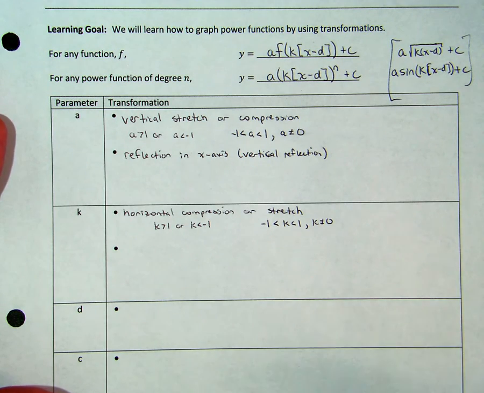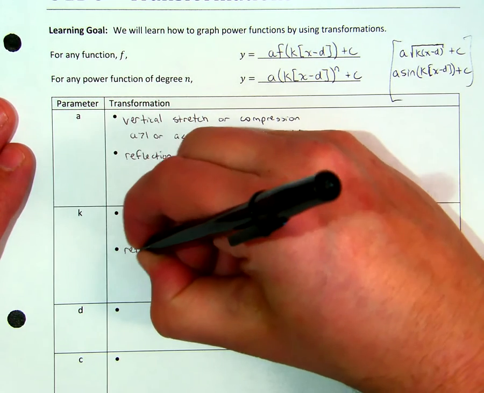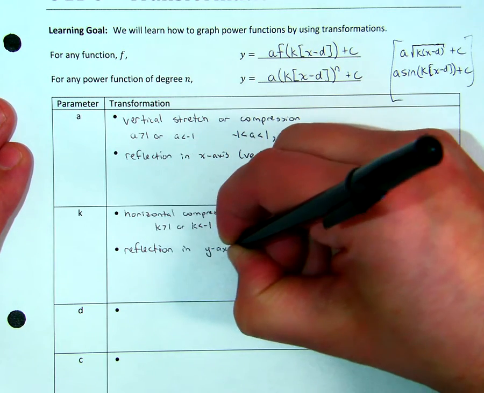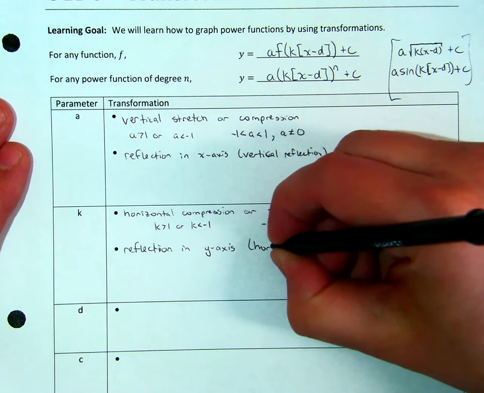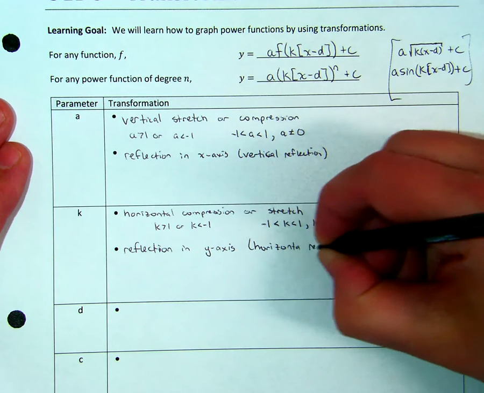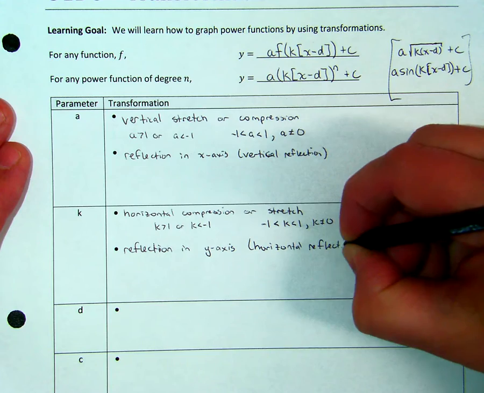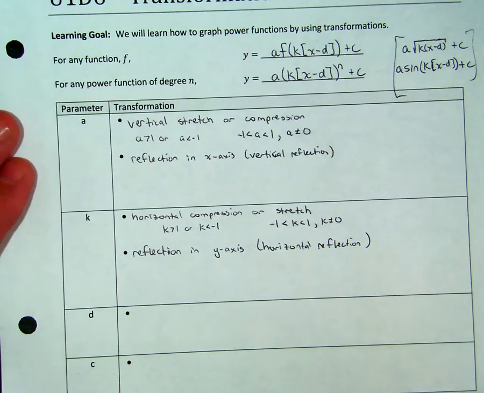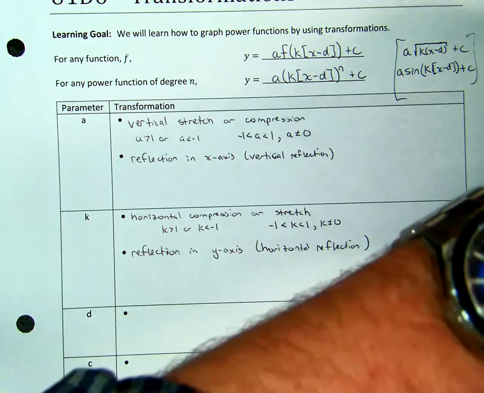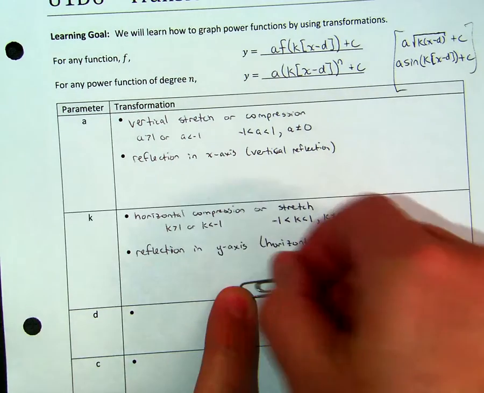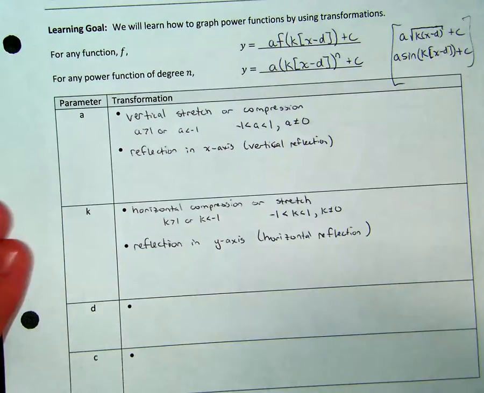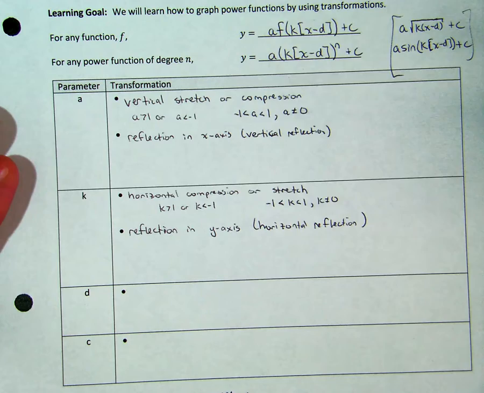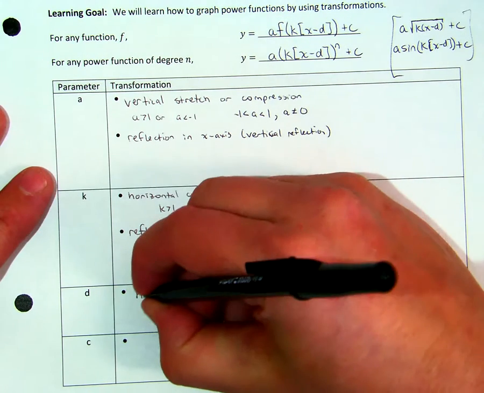Okay, it also tells you whether it's a reflection in the y-axis, which is also called a horizontal reflection. So it's going to flip it this way. Oh, you can't see what my hands are doing, but it's going to flip my function that way. That didn't work, but anyway, it reflects it horizontally. I think you would have seen this before anyways. d is a horizontal translation.